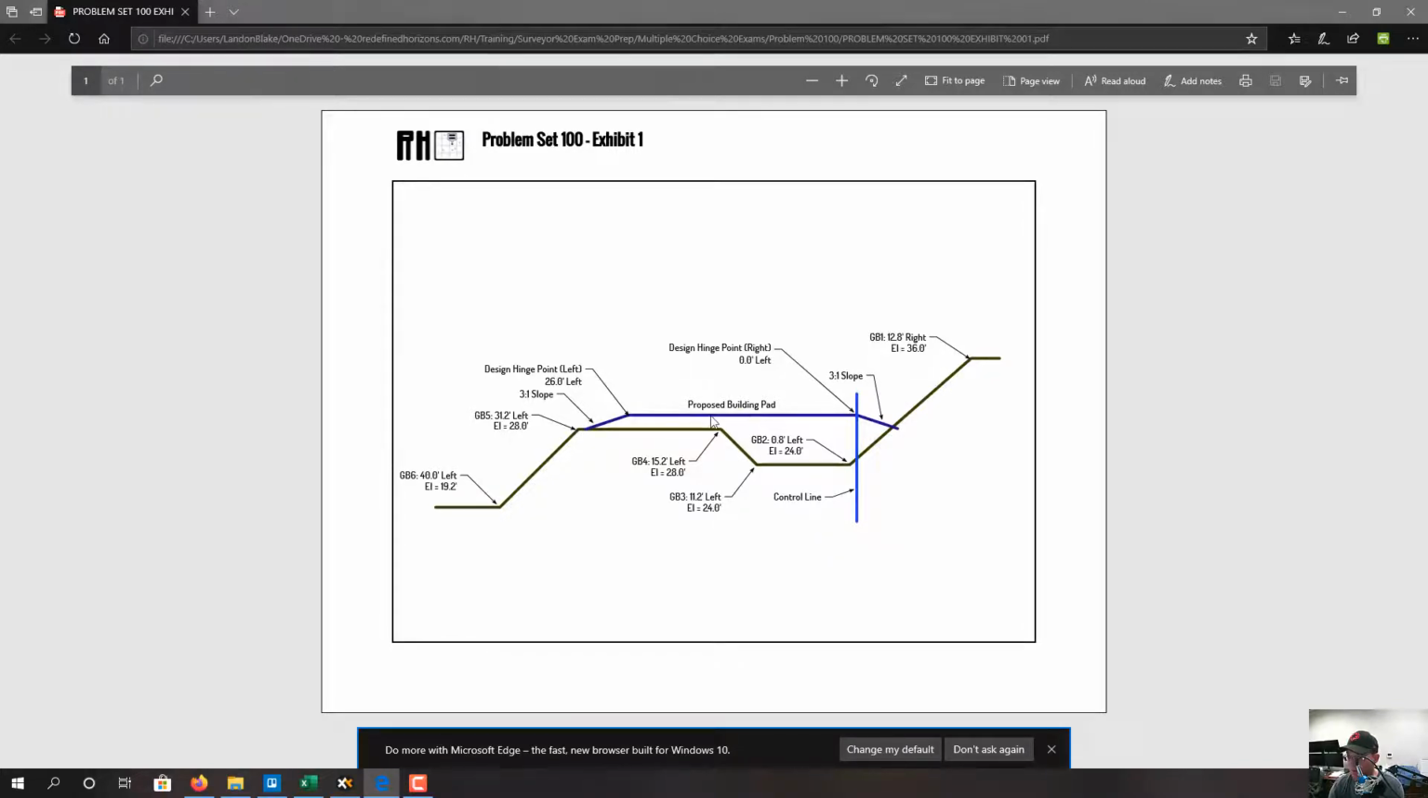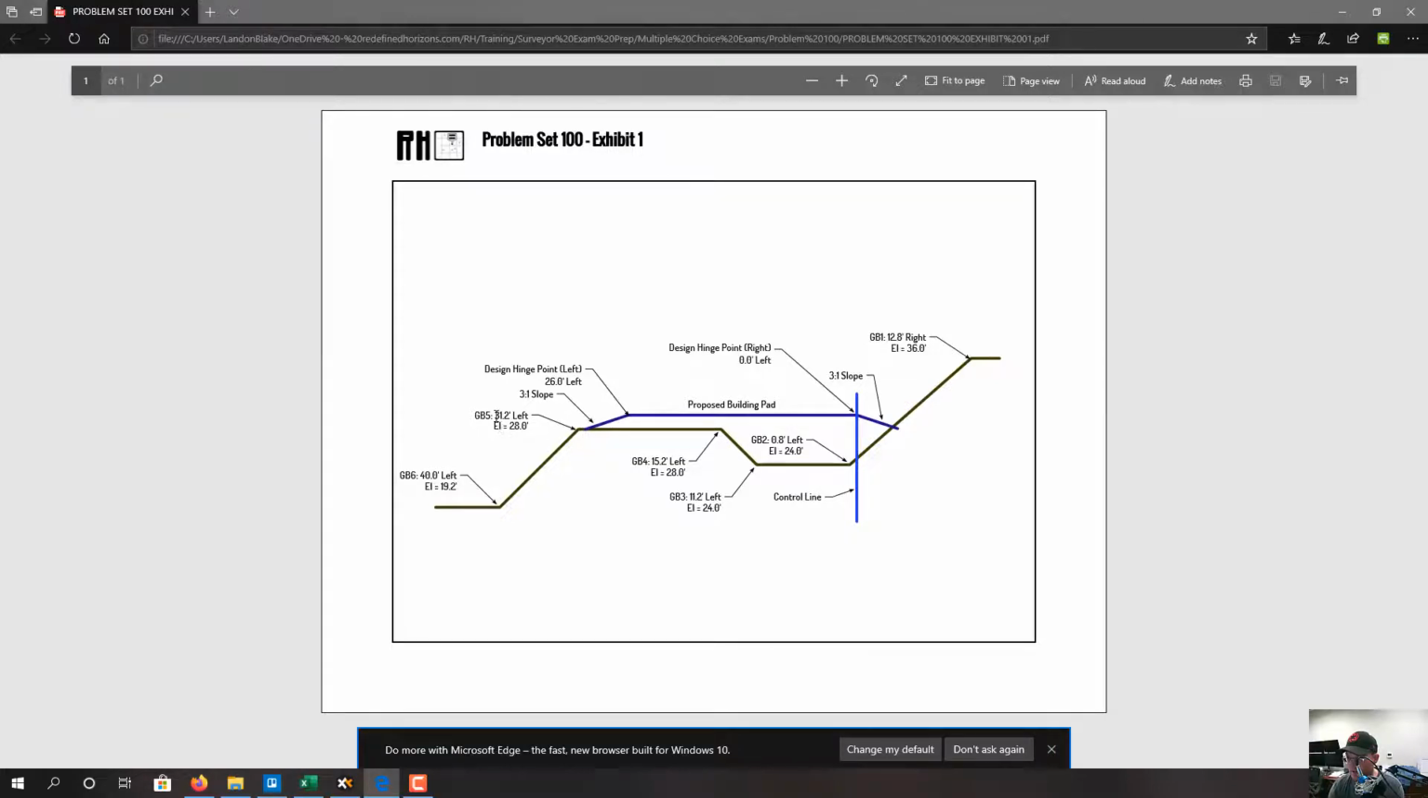You take 29.4, the elevation of the pad that you're given, minus 28 feet, the elevation of this bench right here. That gives you 1.4 feet. This is a 3-to-1 slope. It tells you right here. So you take 3 times 1.4 and you get 4.2. That means it's 4.2 feet horizontally from the hinge point to the catch point.